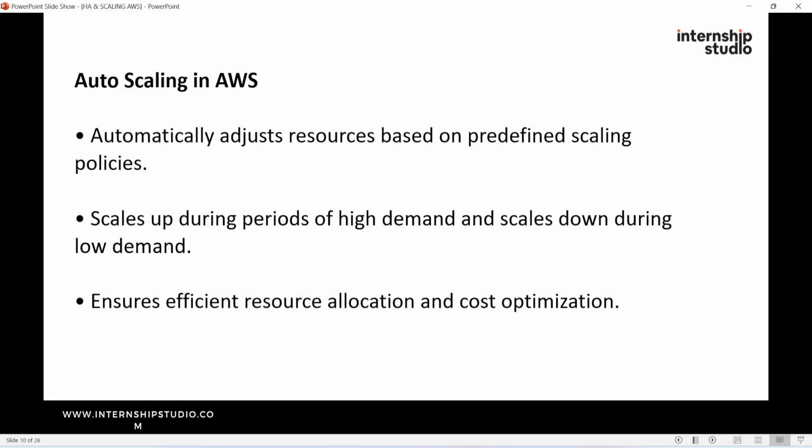So next is auto scaling in AWS. This is another good feature of AWS. It automatically adjusts resources based on predefined scaling policies. If you have set up any predefined policy, then AWS will automatically adhere to it and follow the same. It scales up during periods of high demand and scales down during low demand. Also, it ensures efficient resource allocation and cost optimization. The beauty of AWS auto scaling is it enables the automatic adjustment of compute resources based on real-time demand.